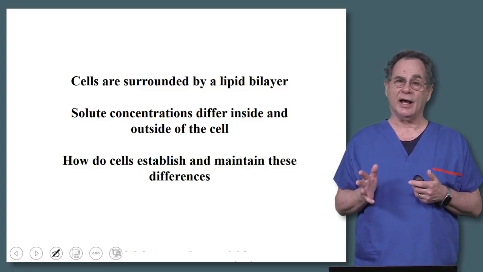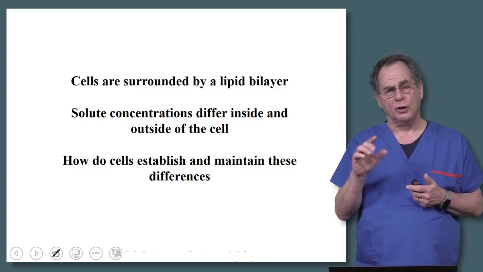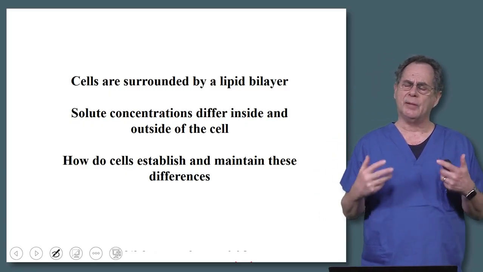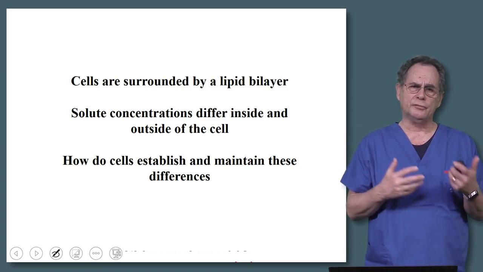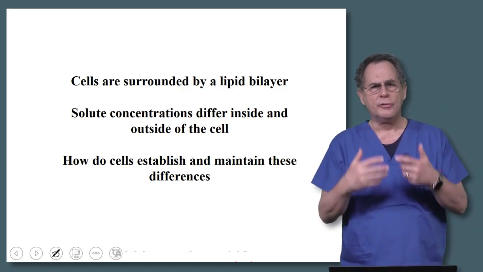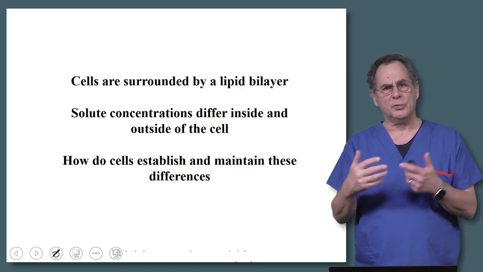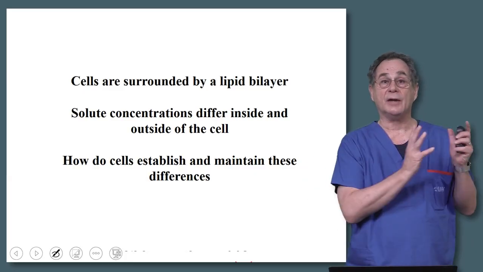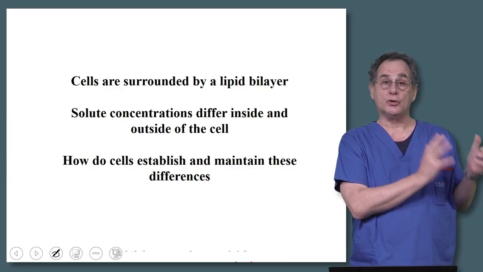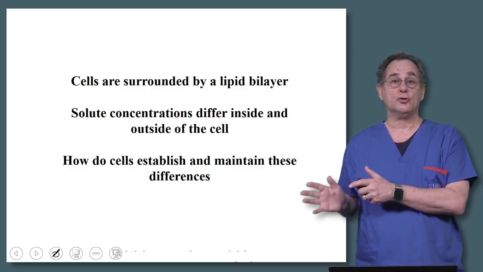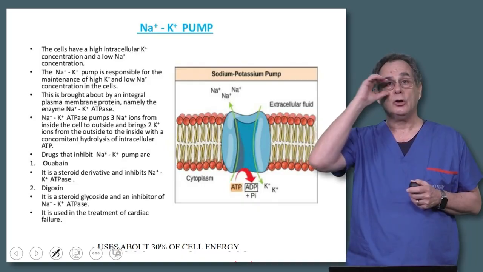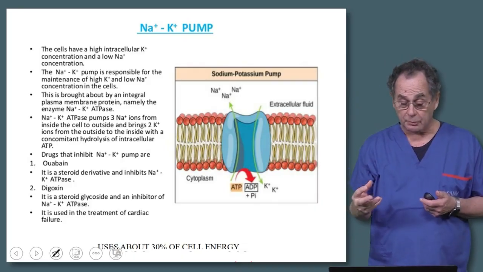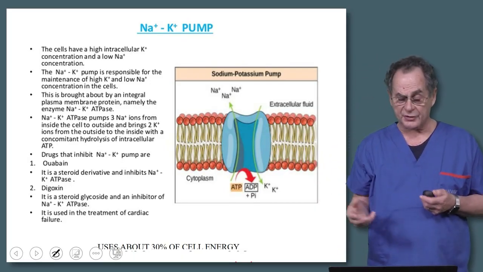So the question now is, okay, water can move across cells by virtue of aquaporin channels. How do cells establish and maintain differences in the positively charged solutes that confer that osmolality, sodium and potassium? How is it that potassium is so high inside cells and sodium is so low? And how is sodium so high outside of cells and so low inside of cells? Now, here we return to another ubiquitous integral membrane protein that has multiple components, and this is the sodium-potassium pump.